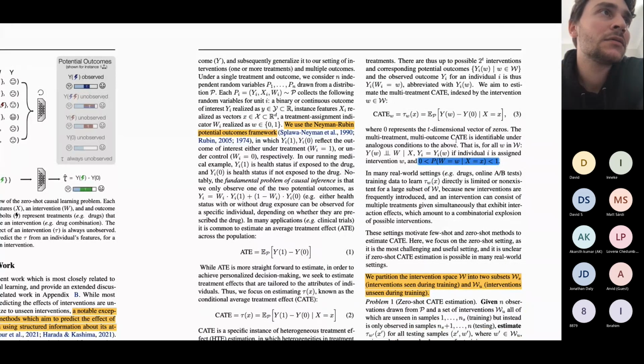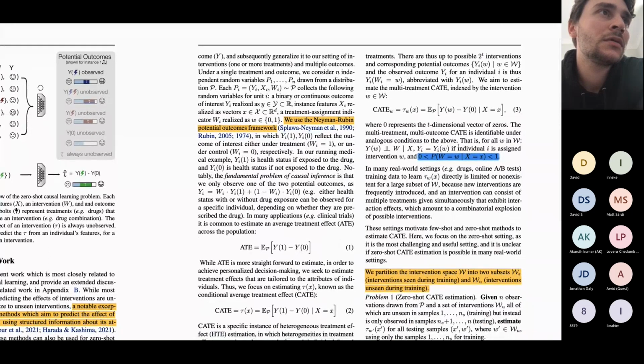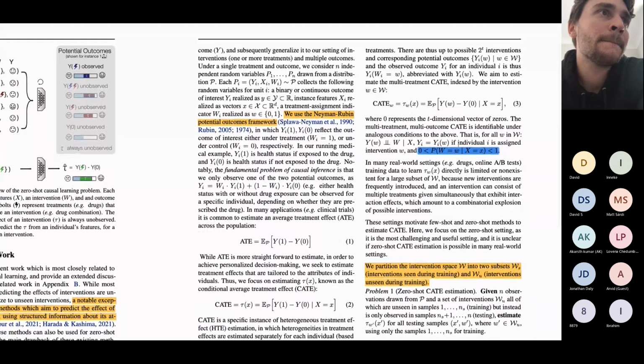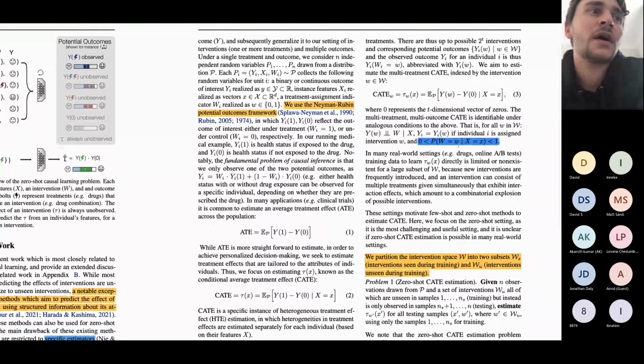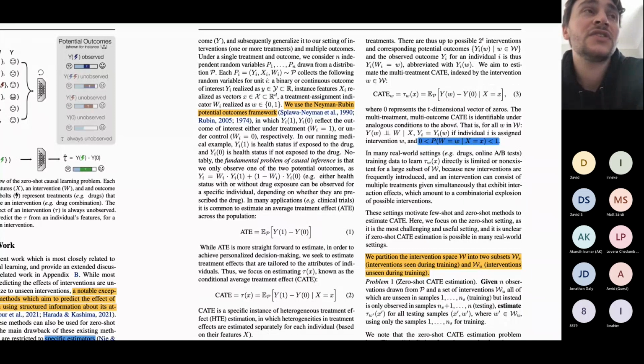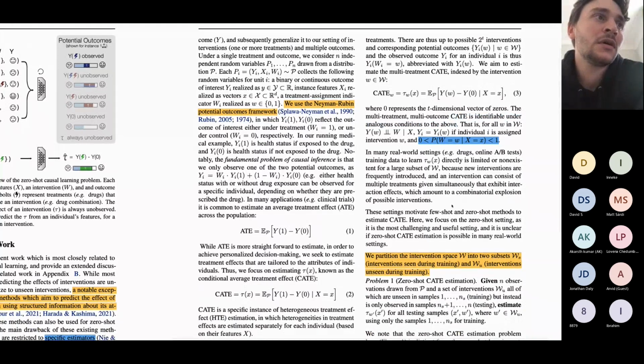And then let's see, is there any other assumption they make? No, I don't think so. Just so everyone knows, the reason why they make these assumptions is so that the conditional average treatment effect is identifiable. There are certain assumptions you have to make, which if you don't make them, then it's not possible to actually calculate the conditional average treatment effect. These assumptions are required in order for the math to work out.